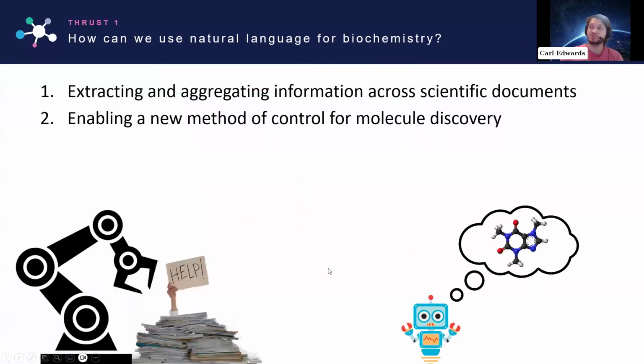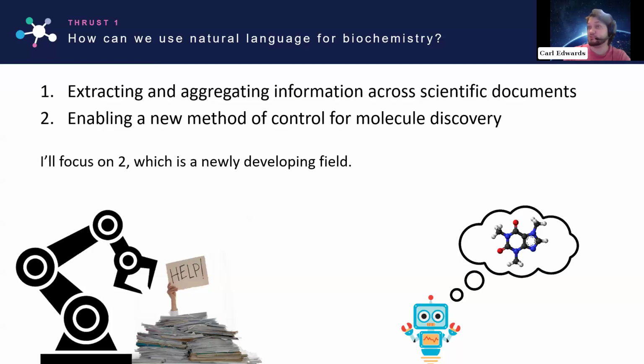So looking at this specifically, how do we use natural language for these specific domains? One thing that is pretty conspicuous, and people have been thinking about for a while, is extracting and aggregating information across scientific documents. However, within recent years, there's been a new idea of using natural language as a method for controlling molecule discovery. Here I plan to focus on two, since it's a newly developing field.